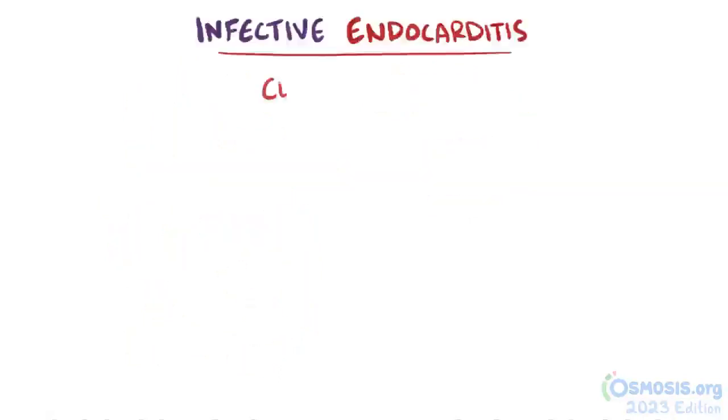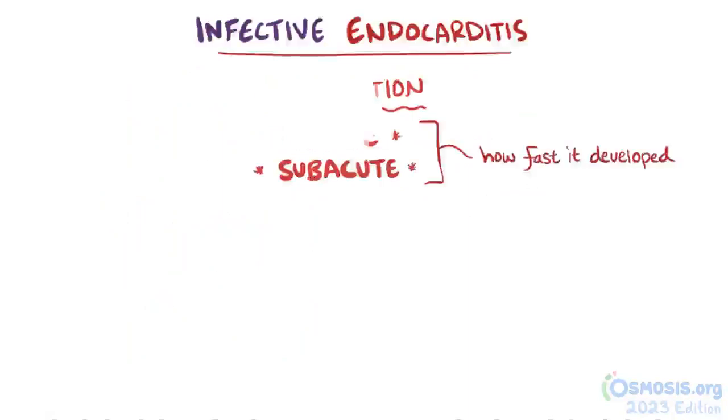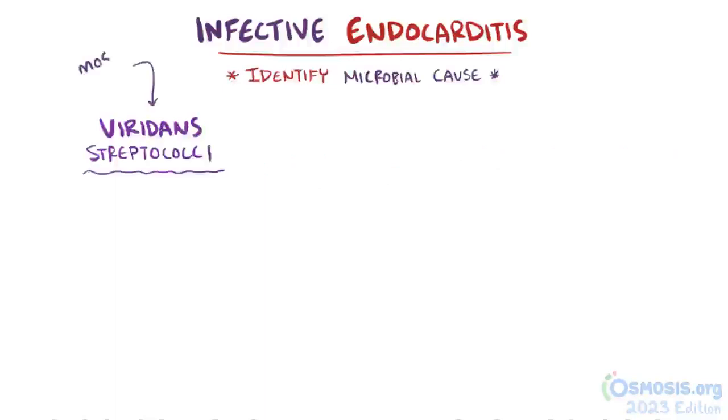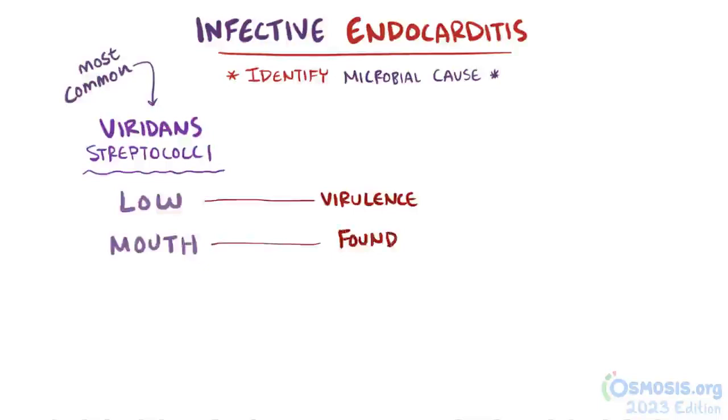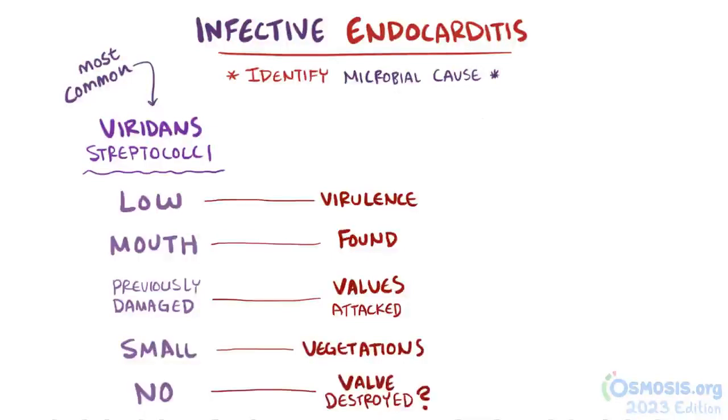Infective endocarditis used to be classified into groups, like acute and subacute based on how quickly the infection developed. But nowadays the key is to identify the microbial cause of infection and to treat it as effectively as possible. Viridans streptococci is the most common cause. Its virulence is low, it's found in the mouth, and they usually attack valves that have had some previous damage, usually resulting in small vegetations which don't destroy the valve.